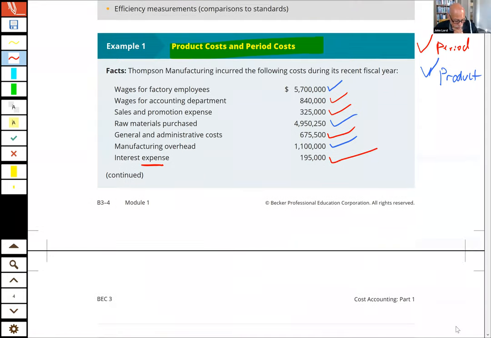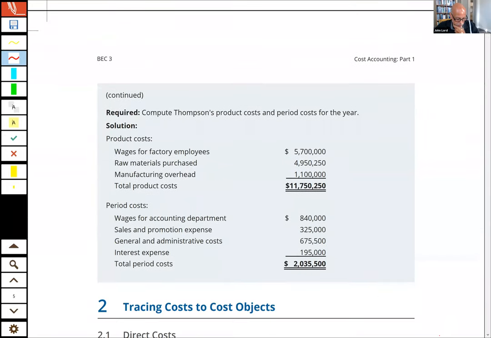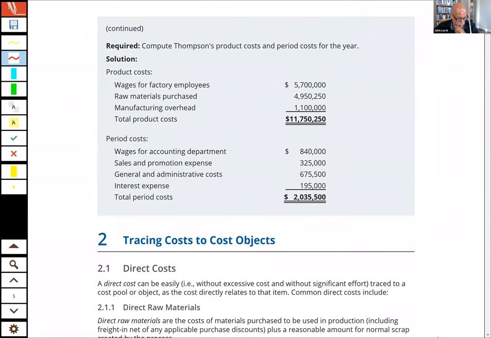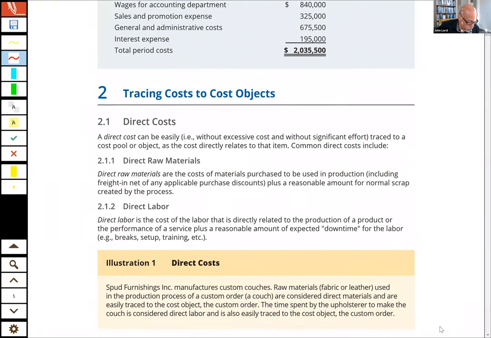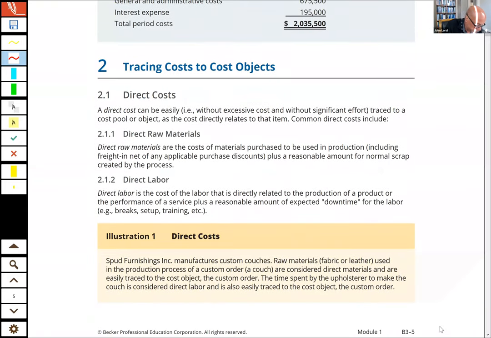Okay, good. All right, and here's the solution to that, guys. Now you come over and you take a look at our direct costs, and our direct costs are easily traceable. Guys, we already know, because we saw it from that previous chart, that's direct materials, direct labor. Okay, there it is right there. I'm going a little faster than the book here.